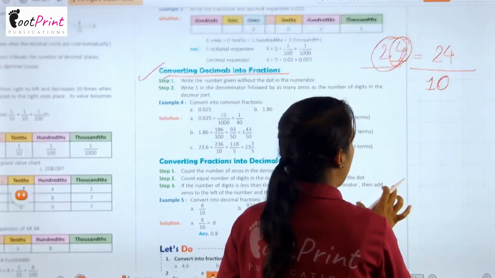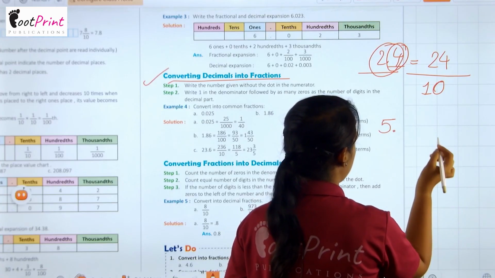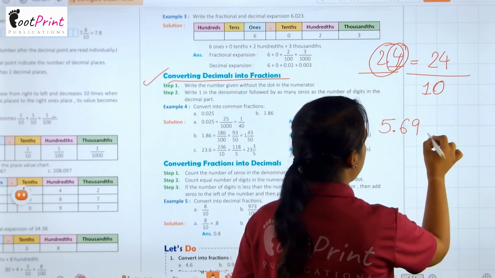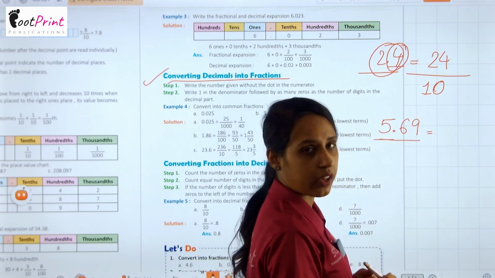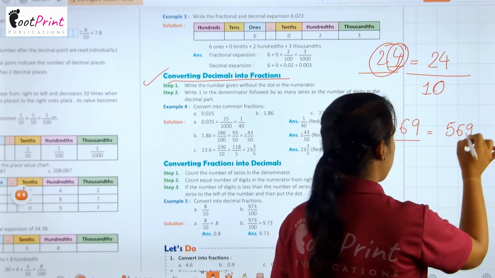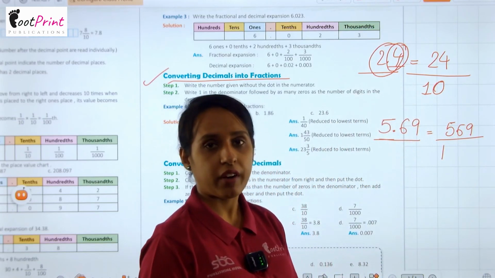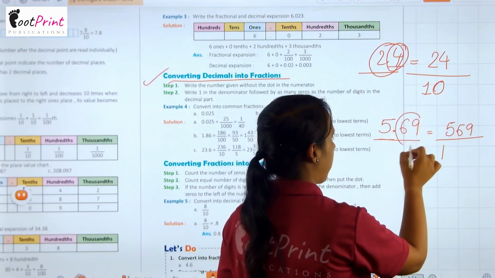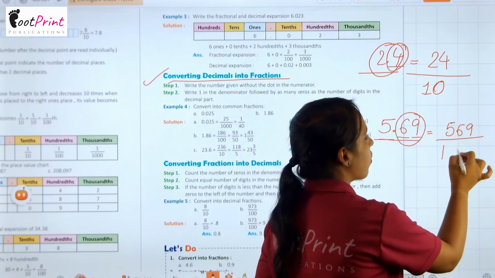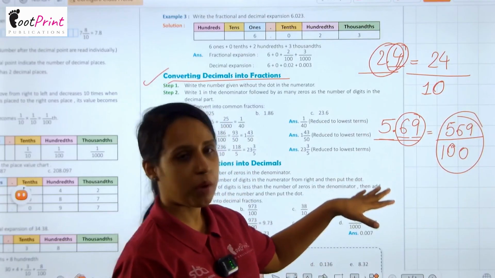Okay, let's check another example. Here we have 5.69. So first we take the whole number without any dot or decimal as the numerator. So we have 569. Now we put 1 in the denominator and find out the places of the decimal part. So here 1 and 2 places are there. It means we put 2 zeros here. Okay, so it will make 569 upon 100.